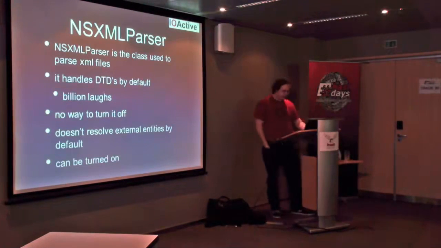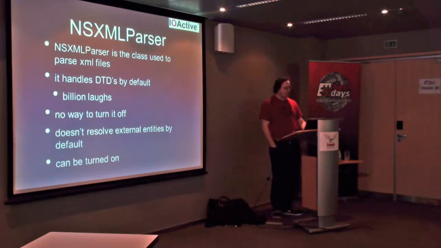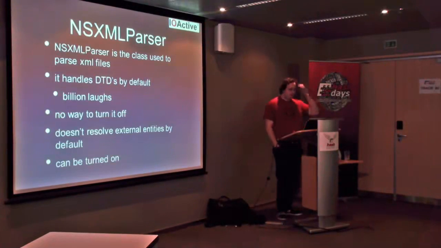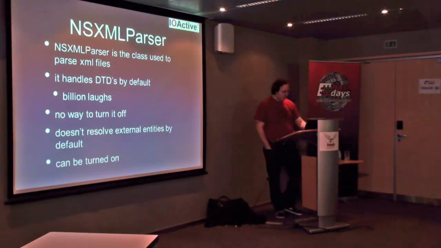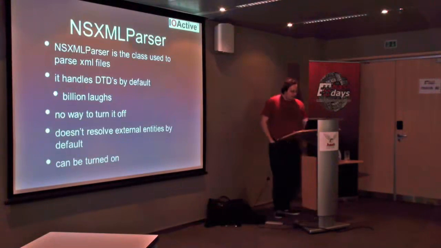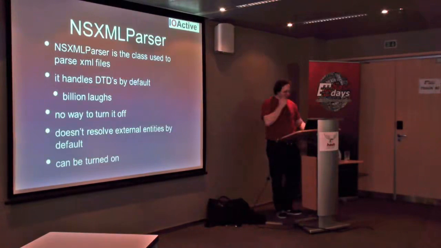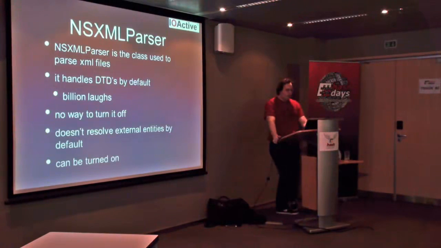As a last thing I want to cover, there's the standard XML parser for iOS apps. It's called NSXMLParser. It's not great security-wise, but it ain't terribly bad either. One of the things it does is by default it handles DTDs, which is kind of bad, and opens up billion laughs attacks. And there's no real way to turn off DTD parsing, which again isn't great. They don't resolve external entities by default, which is good. It can be turned on if you really want it to. So it's not great, but it ain't bad either.